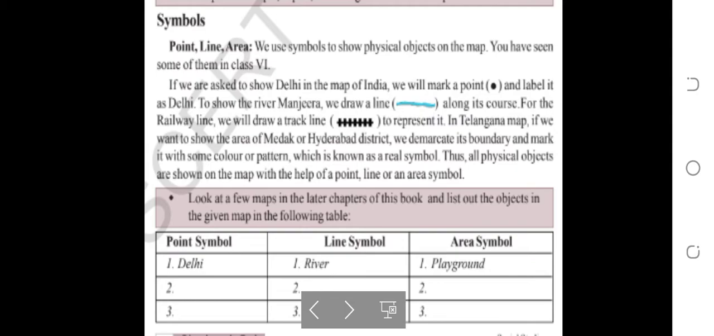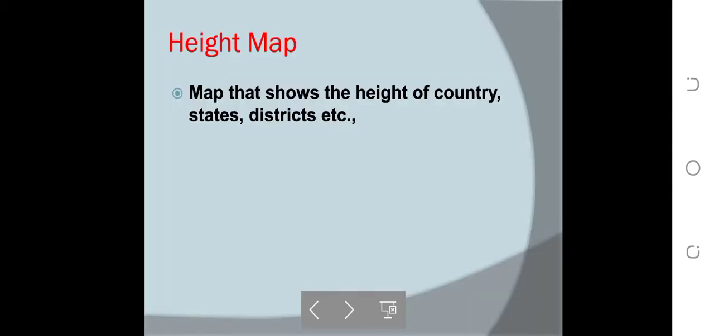Line symbol. Line symbols are used for river, road, railway. Area symbol. Area symbols are used for playground. It is used for tank. It is used for types of soil. So these three types of symbols are used for different purposes on a map.